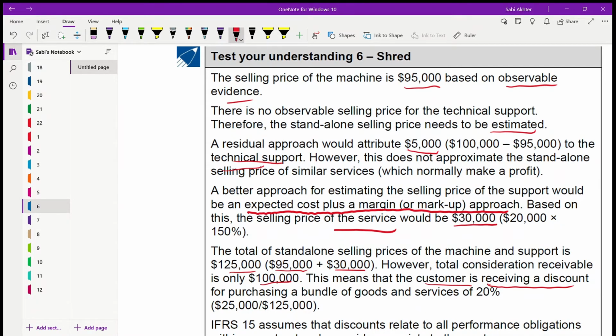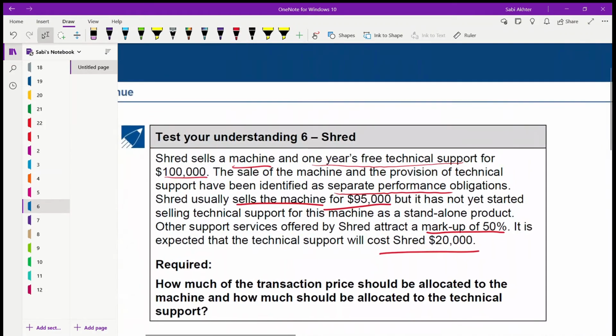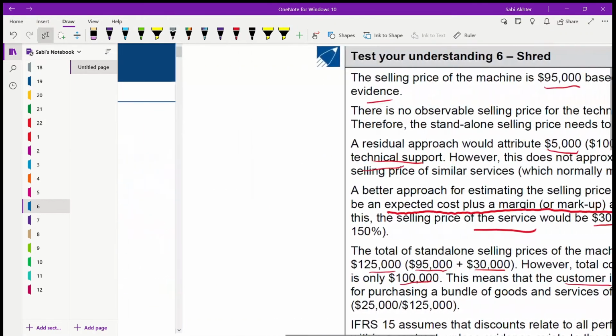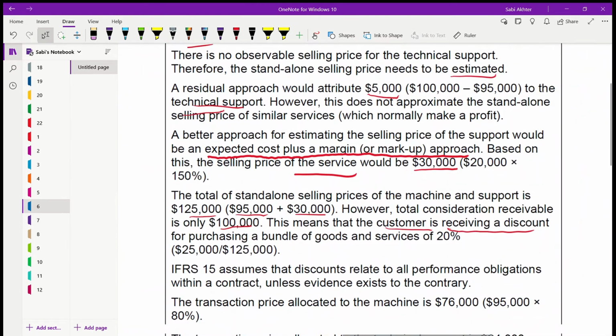Bundle, because the good and also the technical support you are receiving, right? You are receiving the machine plus the 1 year's technical support, so it's like a bundle together. They are in one package you are giving. So because of that package, you are giving a discount to your customer. So what is that discount?